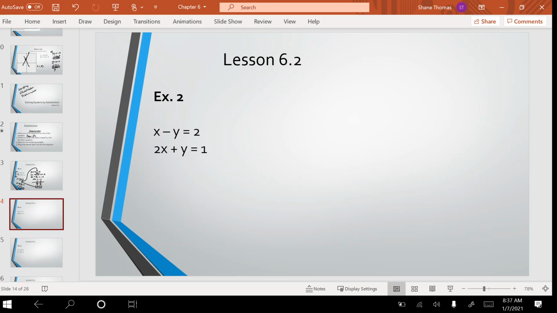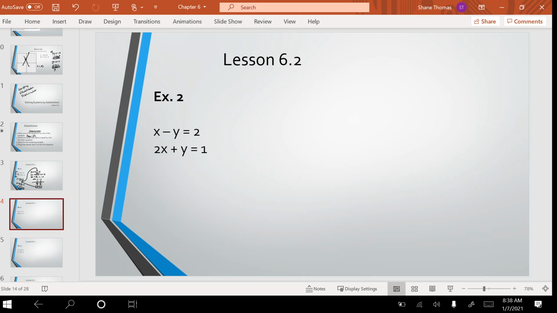So this one, I don't have a variable all by itself. Okay? First one, I had y by itself. I didn't really have to do anything. Just had to copy it down and box it up, right? Now looking at this one, I have x minus y is equal to 2, and then 2x plus y is equal to 1. I don't have a variable all by itself, but looking at that, I have 3 variables that are almost by themselves, right? Like I have just an x, I have just a y, I have just another y. Okay, so those are the ones I want to look for.